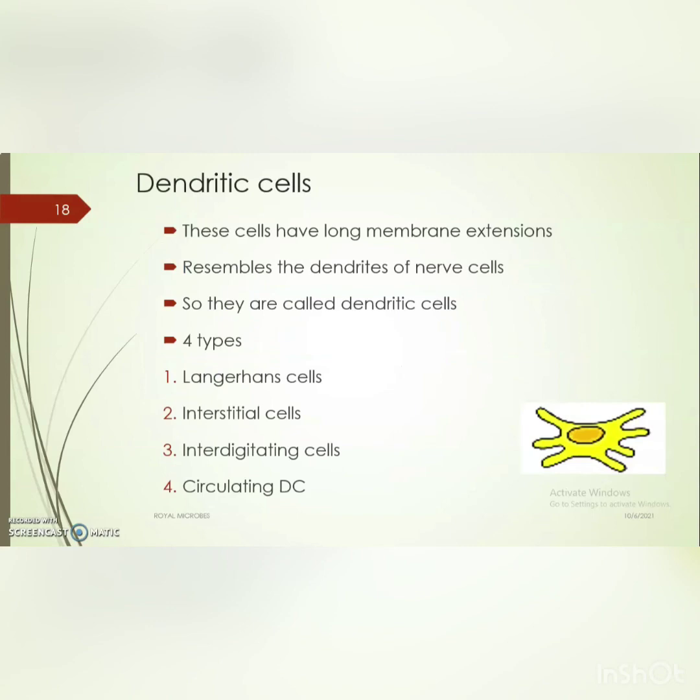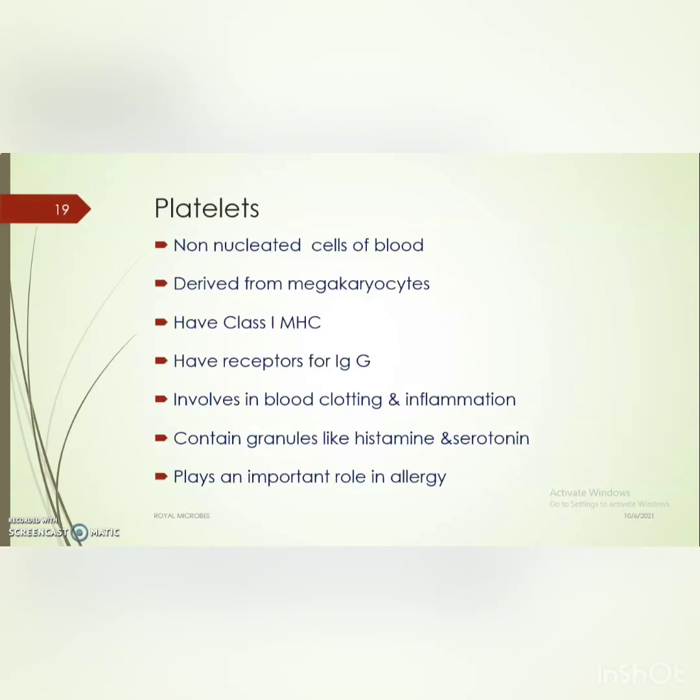Next is dendritic cells. Dendritic cells have long membrane-like extensions. They resemble the dendrites of neurons, so they are called dendritic cells. We can see 4 types of dendritic cells. They are Langerhans cells, interstitial cells, interdigitating cells and circulating dendritic cells.